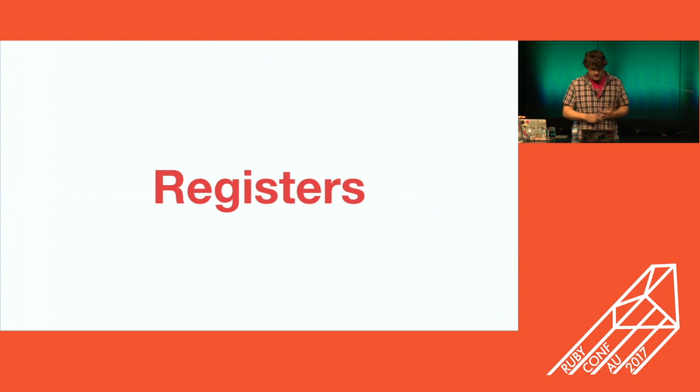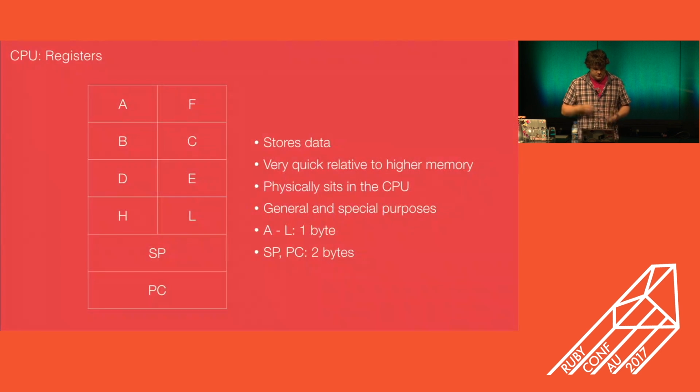So registers in the Game Boy are sort of like bits of memory, but they physically sit inside the CPU. They're very quick. There's a very limited number of them. The Game Boy has 10 registers. It has 8 1-byte registers and 2 2-byte registers. Some are available for general use. Others have several particular functions.